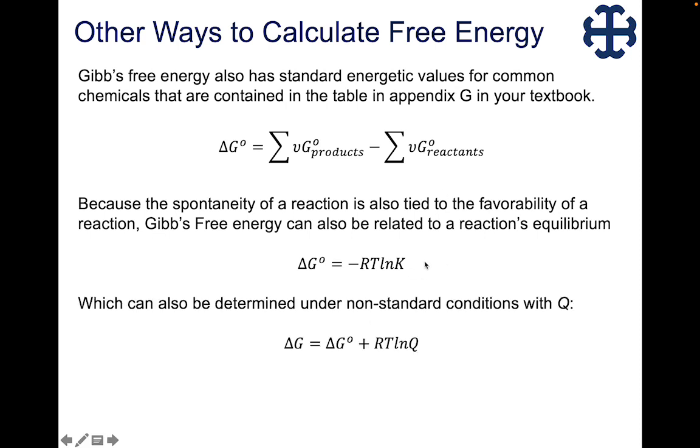And then if we are under non-standard conditions, we would, of course, use Q, the reaction quotient, instead of K. And then we could find delta G under non-standard conditions, but we would start with our standard value and then add RT ln Q. Okay? So those are some different ways that we can find delta G and relate it to some properties that we already know.